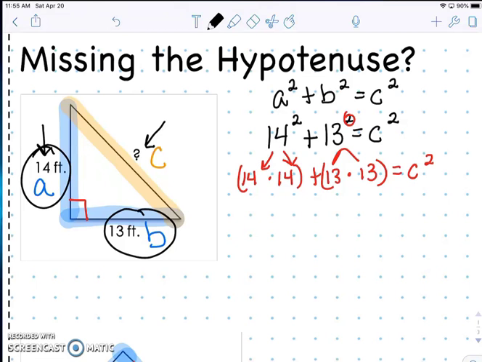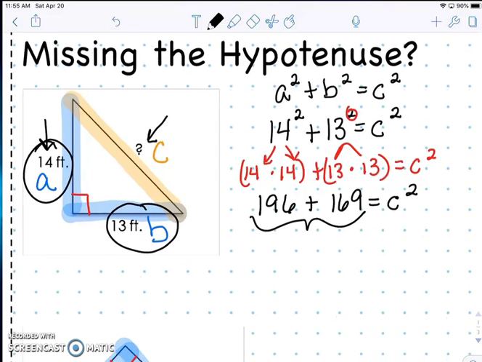So 14 squared, or 14 times 14, equals 196. 13 squared, or 13 times 13, is equal to 169, equals c squared. Okay, now I'm going to keep on solving. So now I'm going to go ahead and add 196 plus 169. And I think I did that right. 196 plus 169 is equal to 365, which equals c squared.